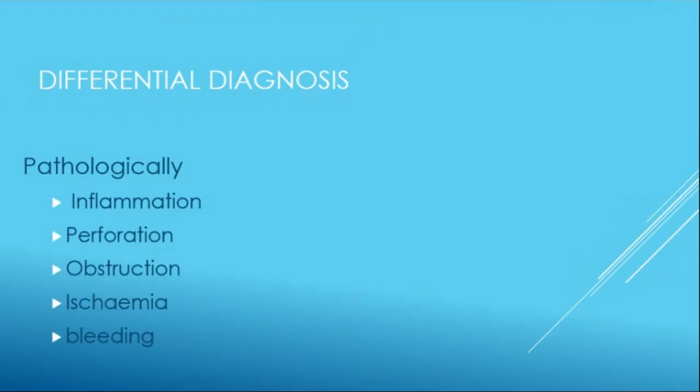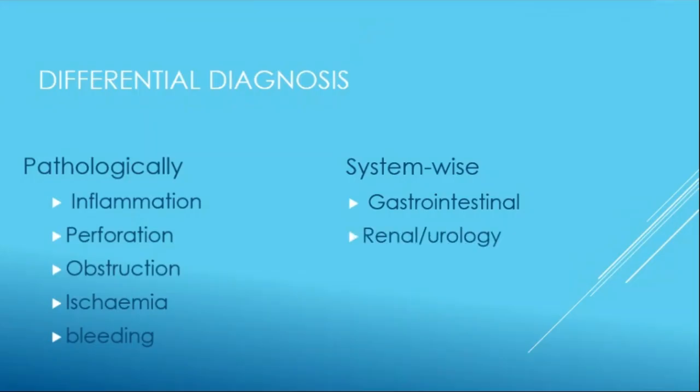Some of the consultants go by this. So whether it's inflammatory nature, and whether it's a perforated viscus, obstruction of the tubing system, or any sort of ischemia or bleeding. But with that, I think it's very difficult to come to a diagnosis. Other set of the clinicians, they go by system-wise, whether it's a gastrointestinal system, renal or urology, and the vascular or gynecology. I think this is much easier than the previous one.